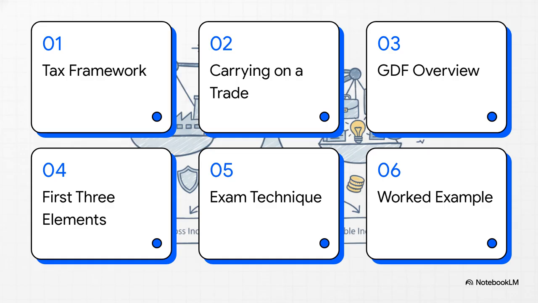We've got a tight roadmap for today's explainer. We'll start with the foundational tax framework, tackle the carrying on a trade prerequisite, map out the GDF, and dive deep into those first three elements. Then we'll wrap it up with a foolproof exam technique and a comprehensive worked example.